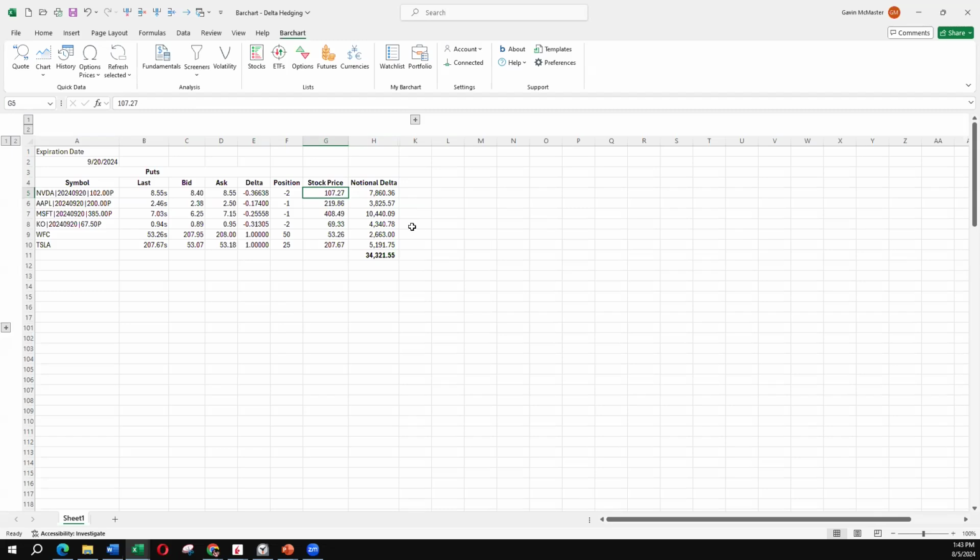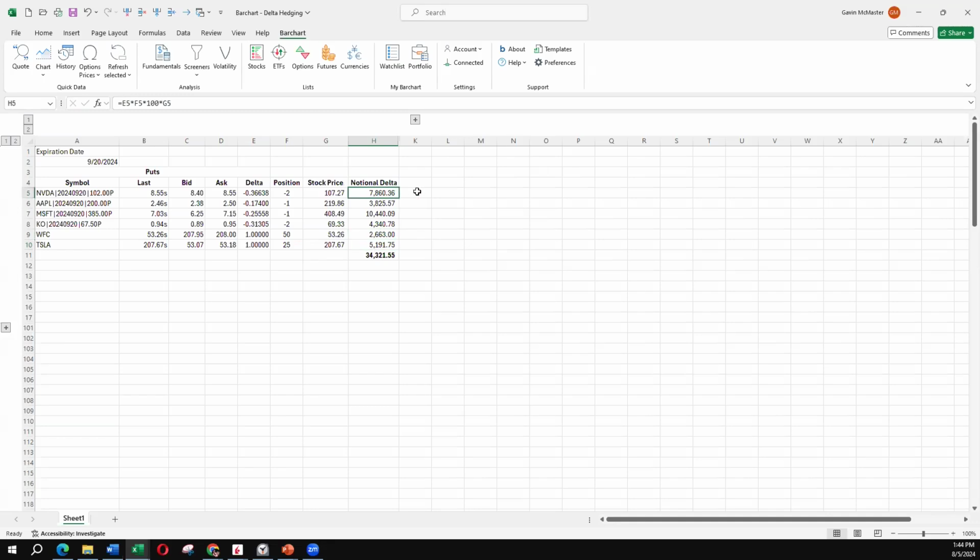Similarly, for the stock positions, the stock basically just has a delta of 1. So that's nice and simple. It's the same formula, just delta times our position, but this time we don't need to times by 100 and times the stock price. So again, that's how much we've got invested in that current stock at the moment. Same with Tesla, we've got 25 shares at 207.